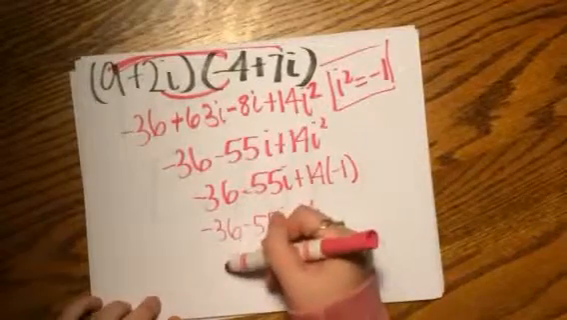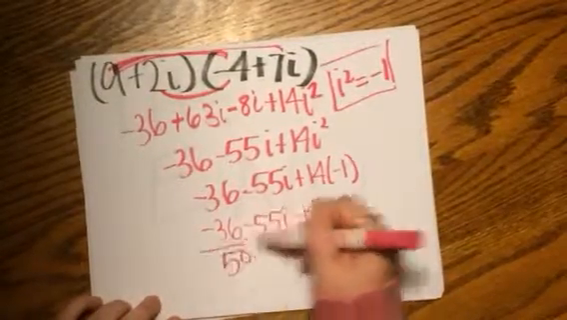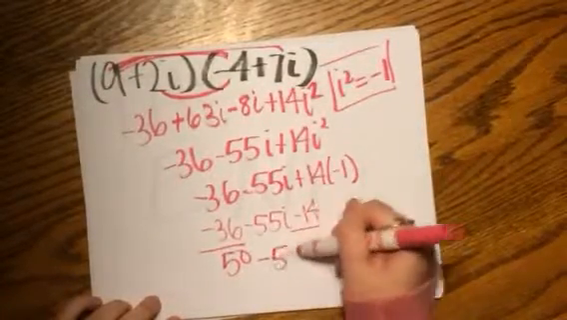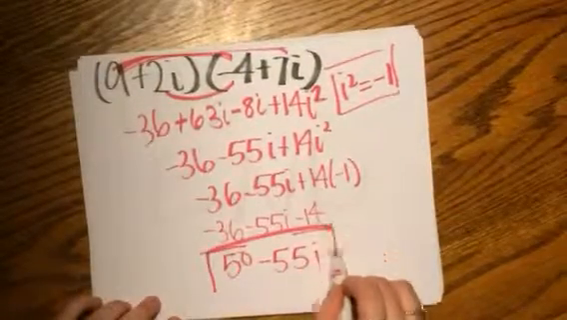So this gets us negative 50, because we have to combine these like terms. Gets us negative 50 plus 55i. And that is our answer.